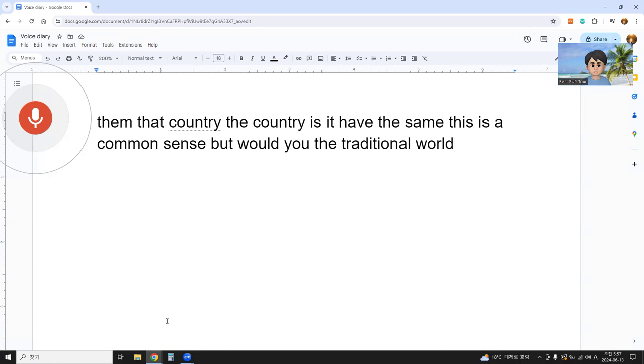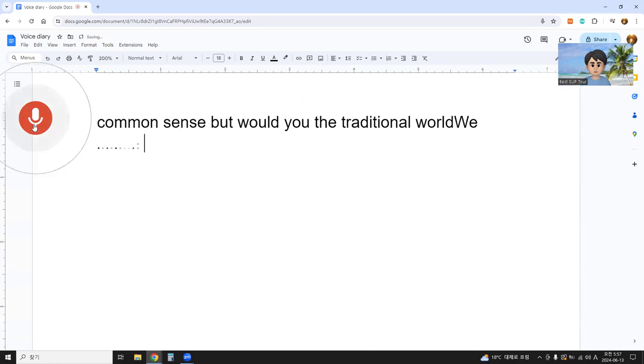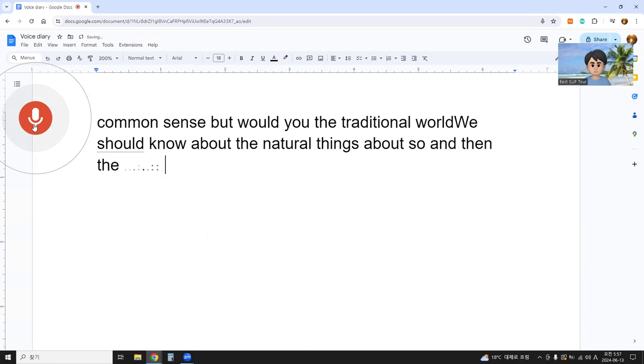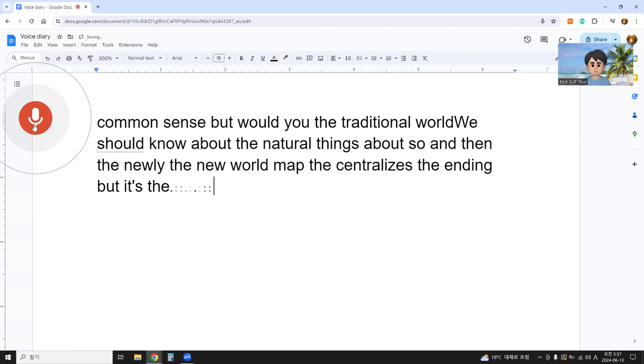We should know about the natural things, but the newly decentralized world map works in the same way. But then if we can get the gradation, for example, the distortion of the area.